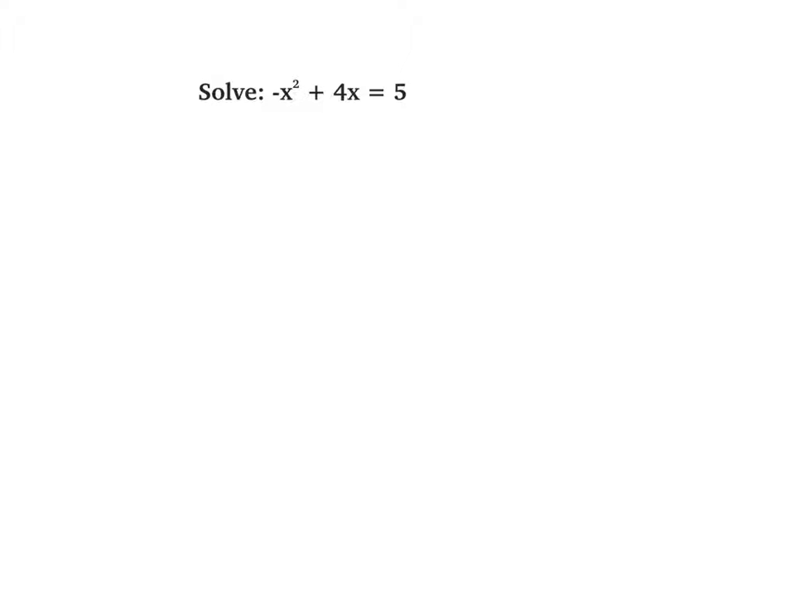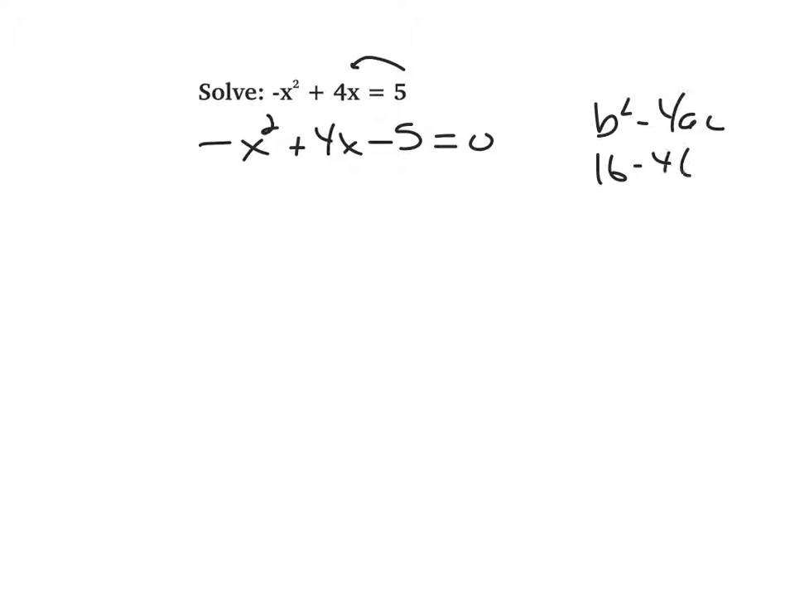All right, one more here. Move the 5 over. I have negative x squared, which is okay to have, plus 4x minus 5 equals 0. And here I go again. I'm going to come to the side over here and work out my b squared minus 4ac. B squared is 16 minus 4 times negative 1 times negative 5. Be careful on your signs there. Let's see, negative 4 times negative 1 is 4, times negative 5 is negative 20. So I get 16 minus 20, which is negative 4 for my discriminant, which we'll see in just a second.